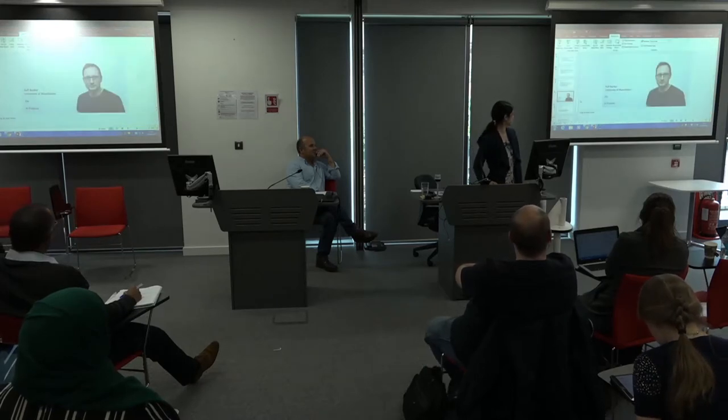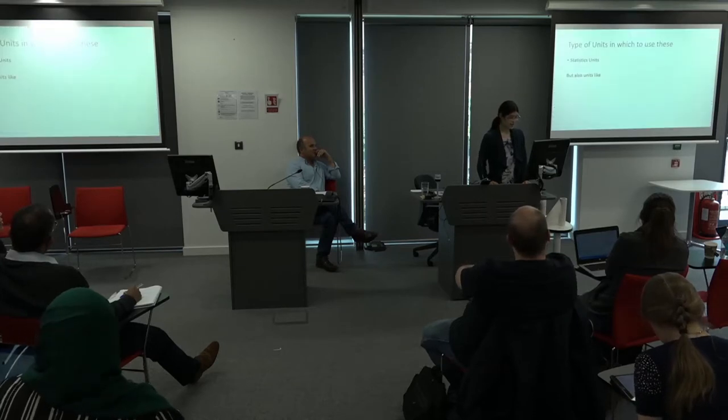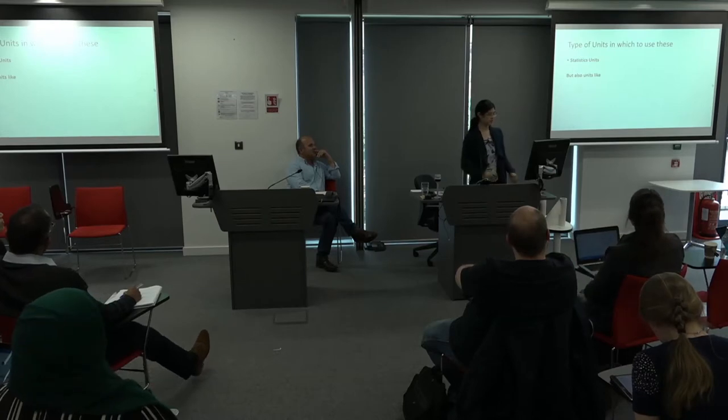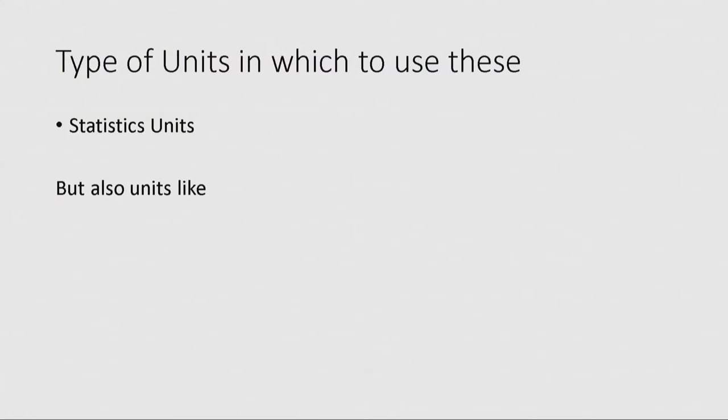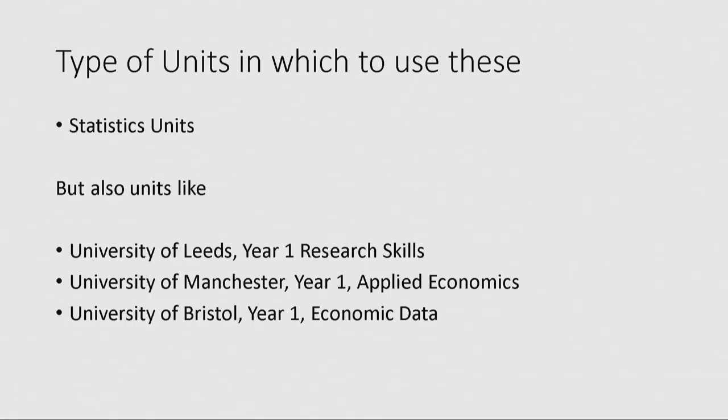Right, so that was Ralph talking about the R versions of the projects and giving a walk through the R part of the site. So what else? Yeah, so the types of units in which to use the projects are clearly statistics units, but there's other examples. So, you know, applied economics classes or anything to do with data or research skills. So as the recurring theme of these projects is that they're very flexible and they're very adaptable. So there's many different contexts in which you can use them.